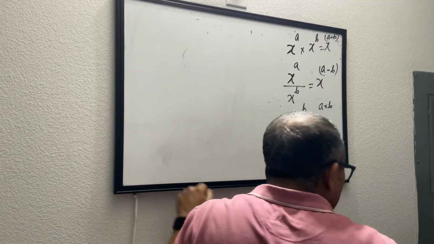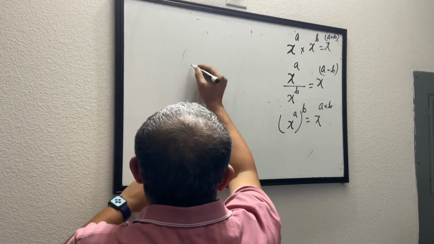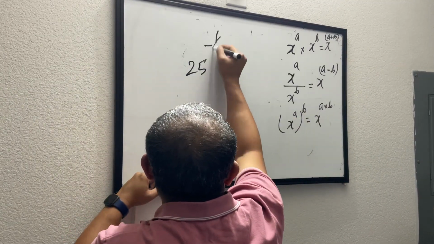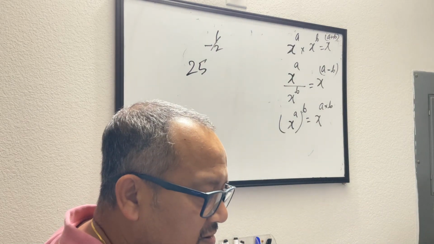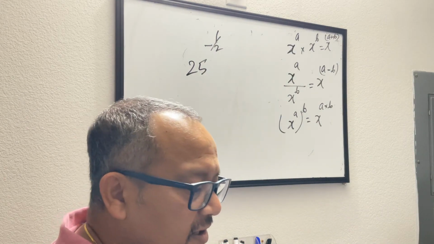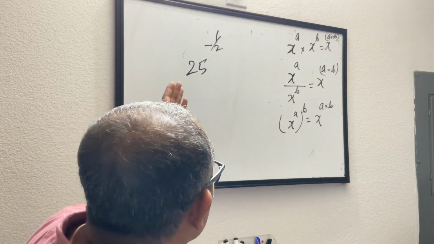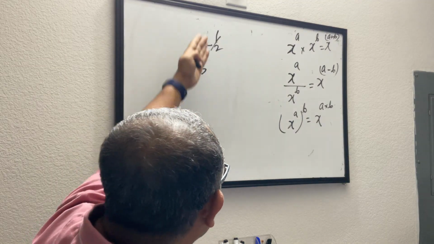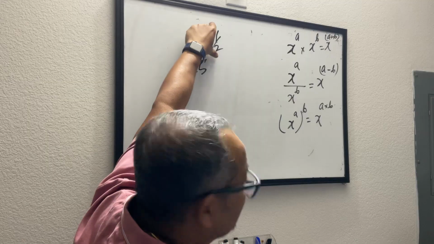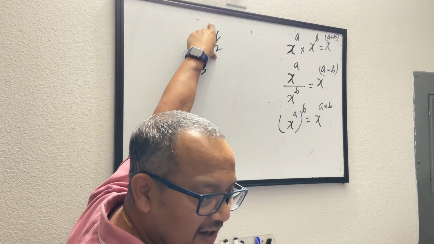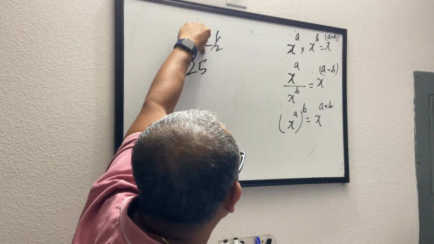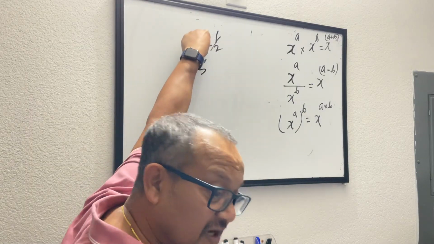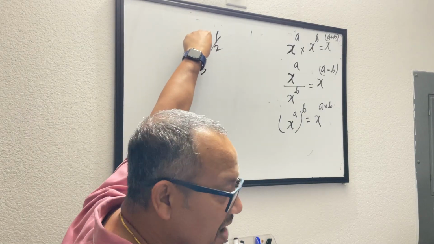How about I have, let's say, 25 to the power minus 1 by 2. How much is it? So I have an exponent which is a rational number or a fraction. So it is a rational exponent, but it's a rational exponent with a negative power. So it's a negative rational exponent. How much will that be, Siddharth?